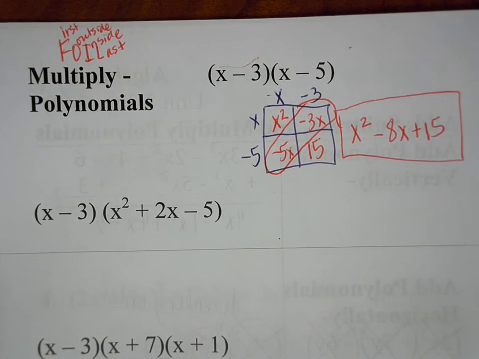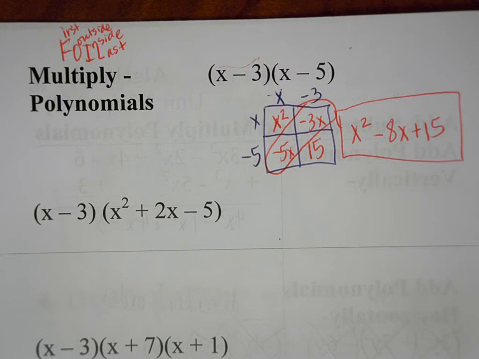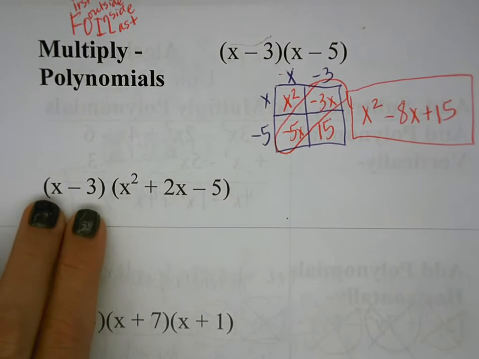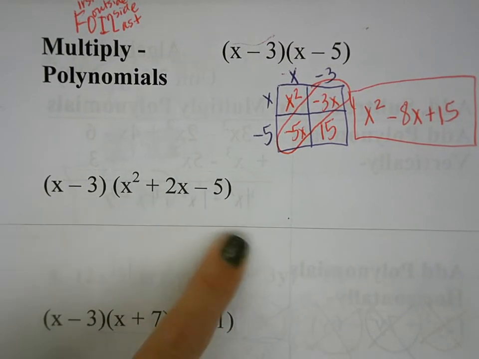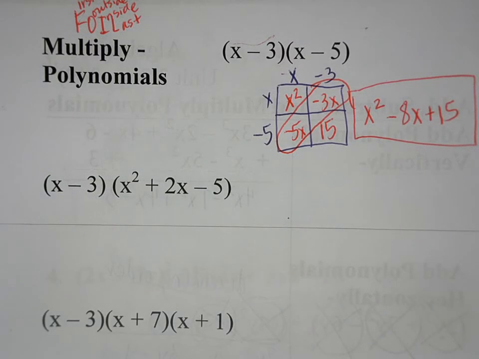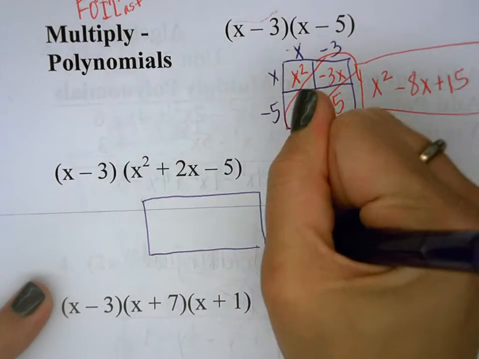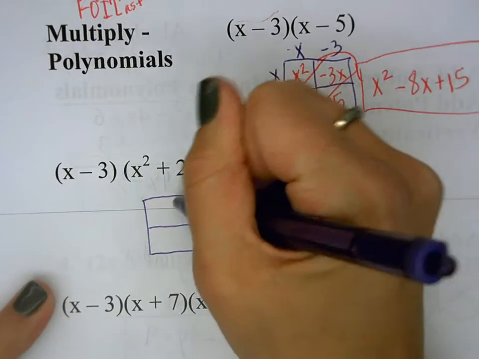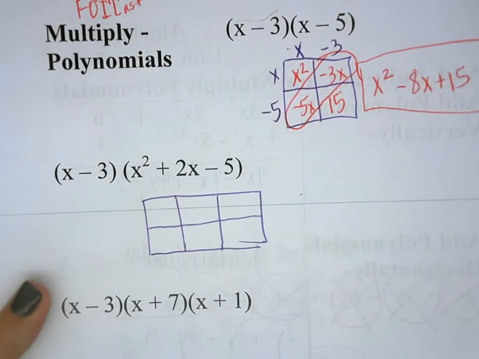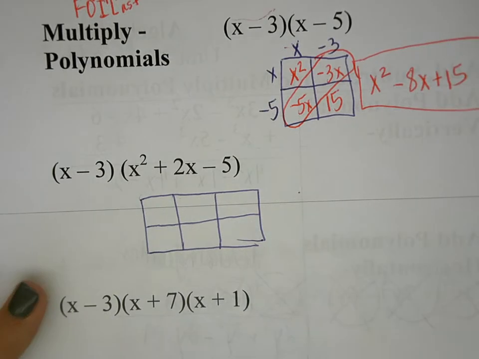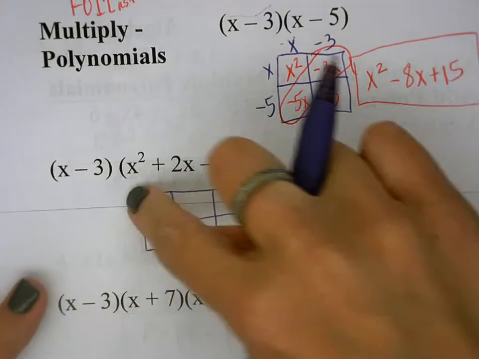Are there questions on that problem? Okay, so on the next one, if you notice, the first parenthesis has how many terms? 2, and the last one has 3. So on this box, I'm going to make it a 2 by 3. So I make mine long. So this is a 2 by 3 box. See how it's 2 here and 3 across the top.